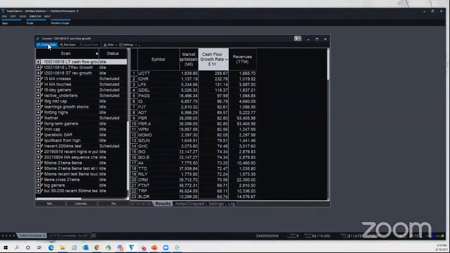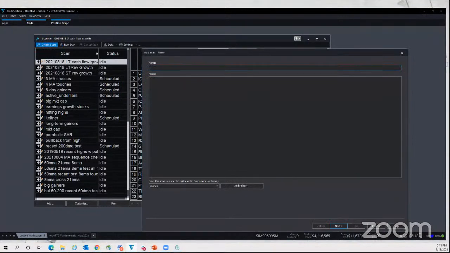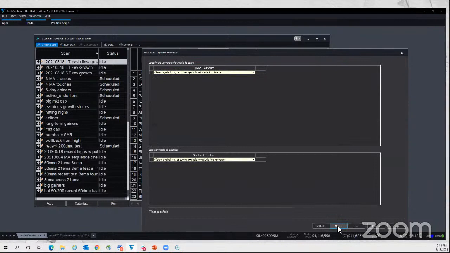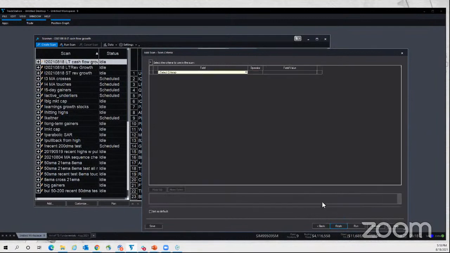All right, so let's go to new scan. Let's call this one 20210818 value plays. This is slide 13. I'm going to go to next. All stocks. We're going to go to capitalization. And then we're going to go to valuation ratios.